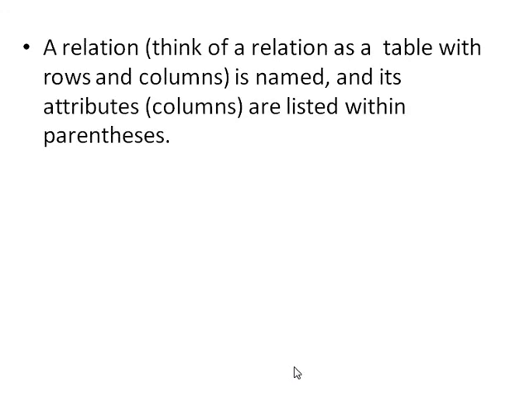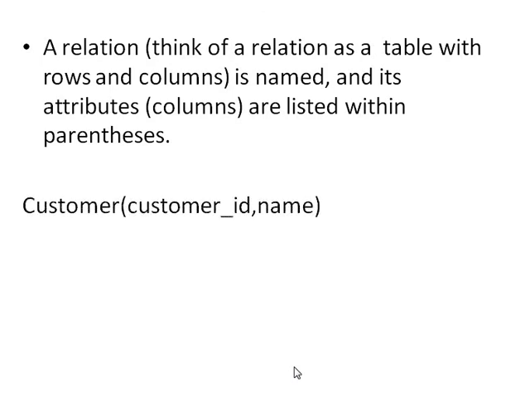A relation is named and its attributes are listed within parentheses. In logical database design, when we consider a relation, you have to think of it as a table with rows and columns. It is named, and its attributes, meaning columns, are listed within parentheses. Okay, here is an example. Customer is a relation, that means a table.